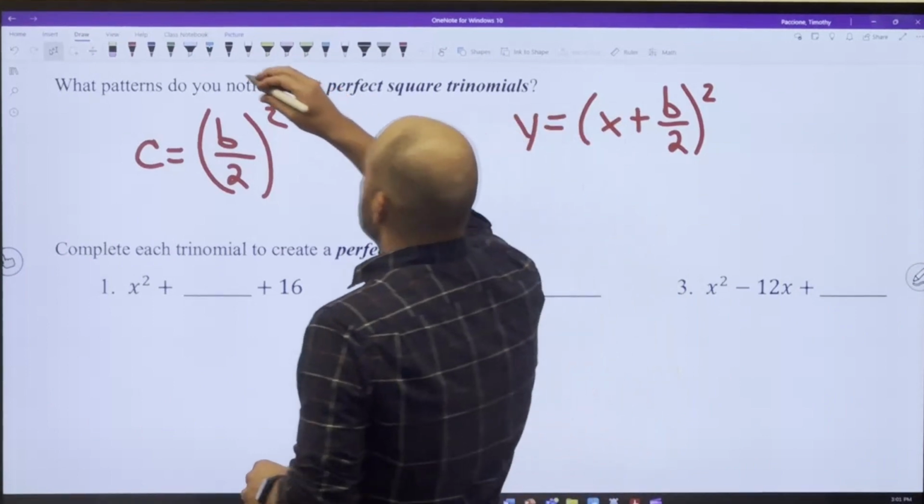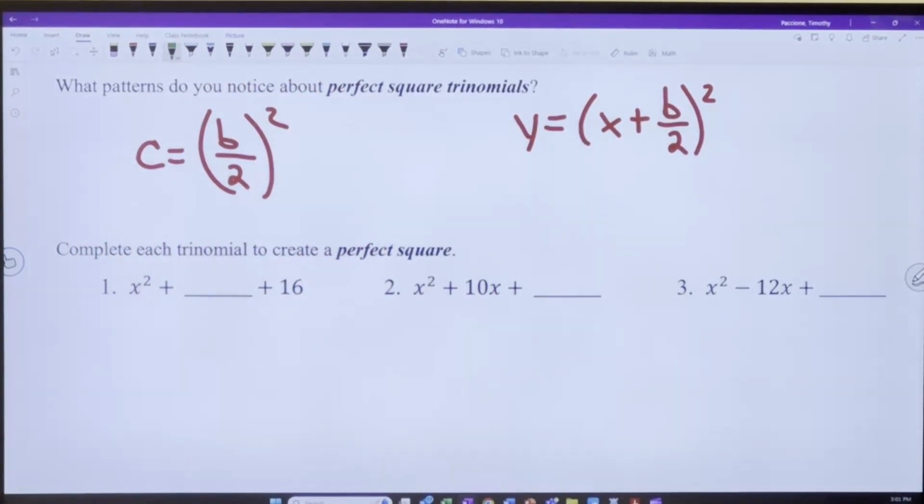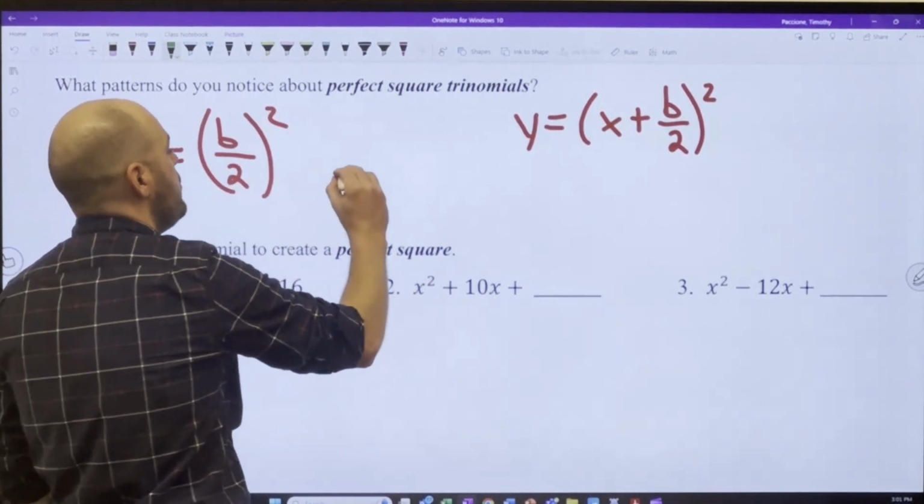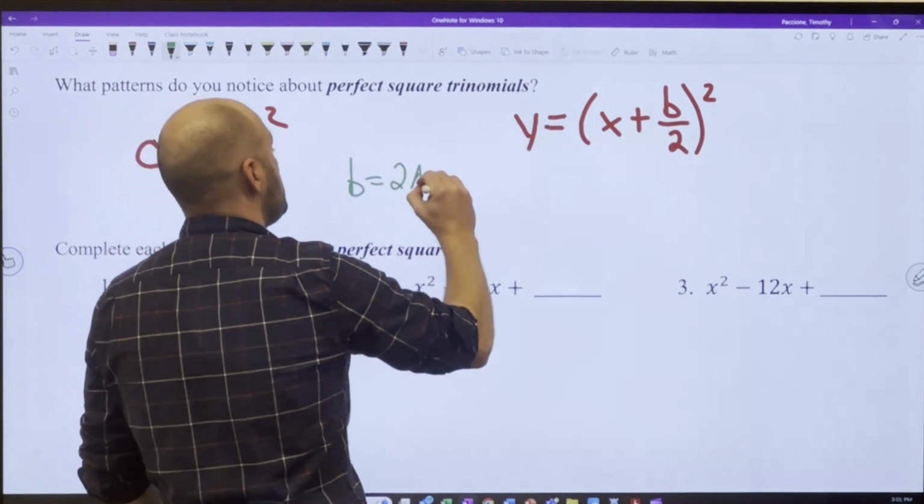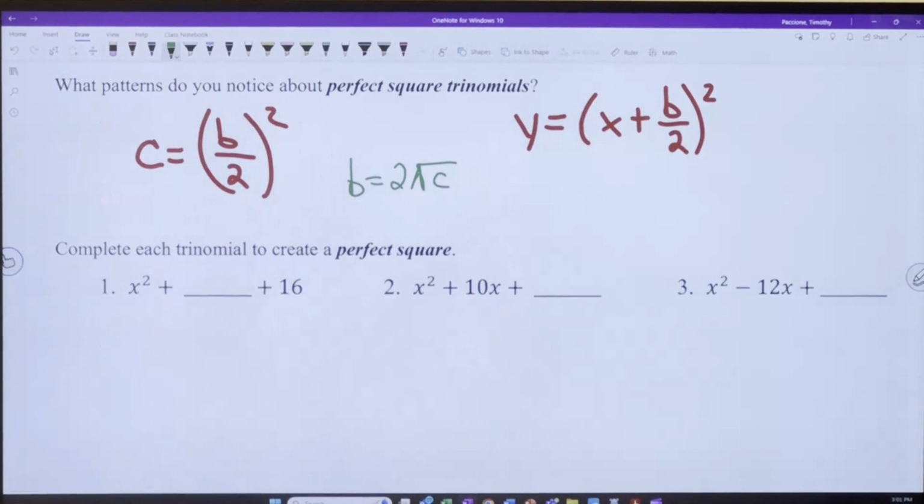So here's another one. If you're trying to find the b, obviously you'd have to solve for b here. So it would be b equals 2 times the square root of c. Right? That's your formula for b.